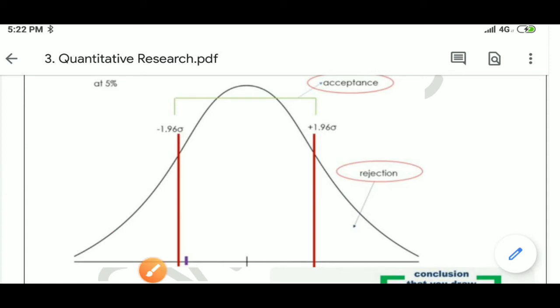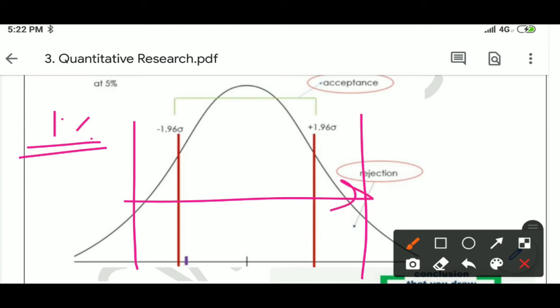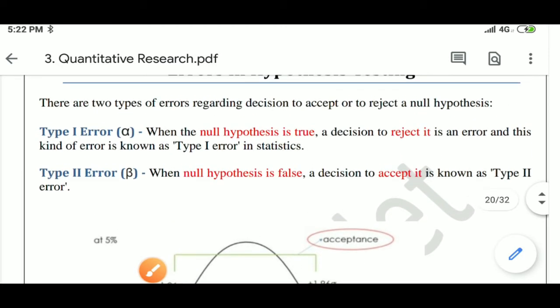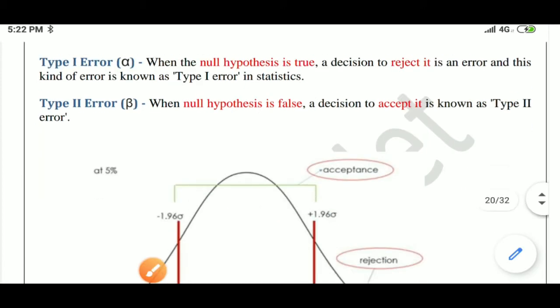So now your null hypothesis that was going to be rejected, but you made the mistake of taking 1% as the significance level, and now your value is going to be accepted because it comes under the acceptance region. So that is called a type 2 error. When the null hypothesis is false and you take the significance level as 1%, the acceptance region becomes 99%, and that's why you accepted it. The decision taken as accepted is called the type 2 error. I hope you got the point.